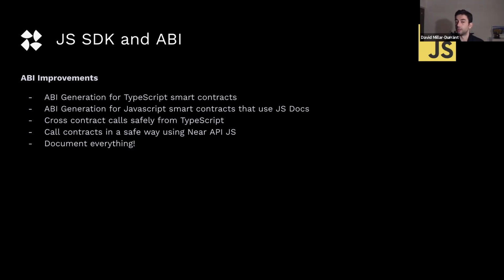And we're getting to a stage now where we have a working, very alpha version of API generation for calling TypeScript smart contracts. We also have that same API generation working for any JavaScript smart contract that uses JS docs, so anything using the JS SDK. We also can do type-safe contract calls from TypeScript. We're working on getting that working in Near API JS, and we have it currently working in the JS SDK. Once again, it's still maturing, but that should be out in the next couple of weeks.